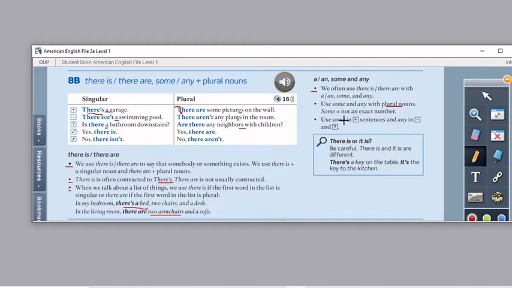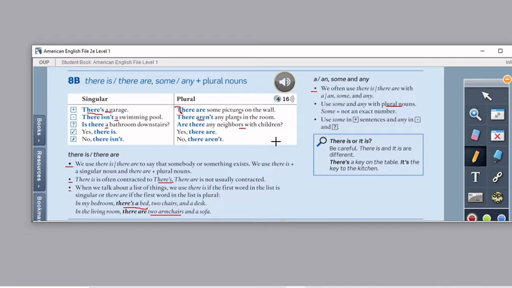Some is the same as not an exact number. Algunos, algunas. Not an exact number. Use some in affirmative sentences. There are some pictures. Affirmative. And any in negative and interrogative sentences. There aren't any plants. Zero quantity. Any plants. Negative. Plural. Questions. Are there any neighbors? Are there any neighbors? Question. Plural. Any.